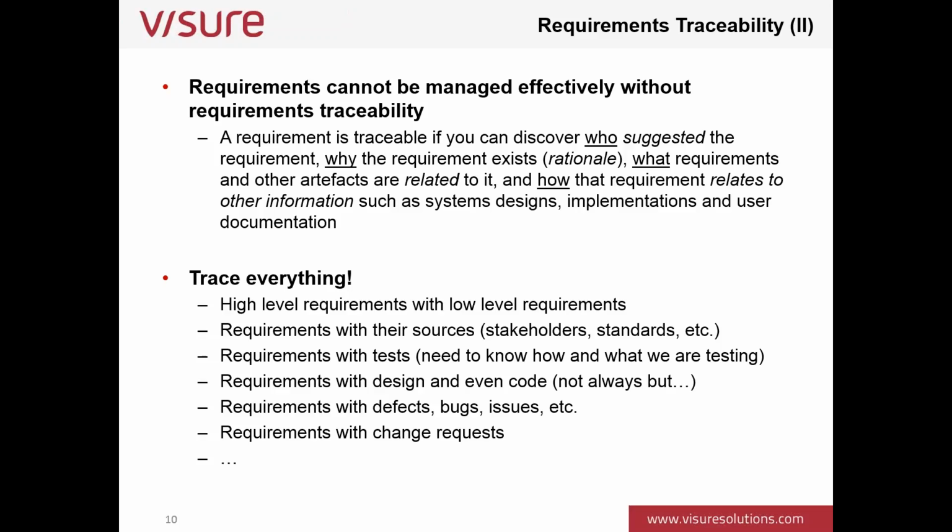We can say that a requirement is traceable, or has been properly traced, if you can discover who suggested the requirement, why the requirement exists, the rationale of the requirement, what requirements and other artifacts, again, not just requirements, are related to it, and how that requirement relates to other information, such as system design, implementations, and user documentation. Basically, a requirement is more complete if all those things can be easily discovered and analyzed by just looking at the requirement.